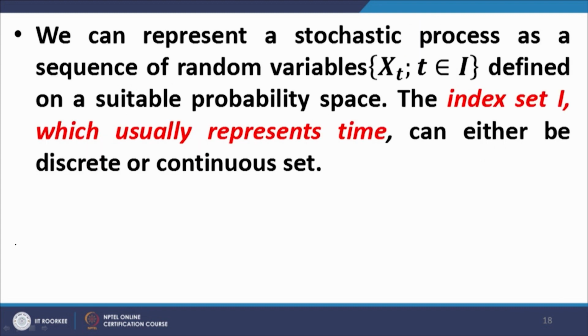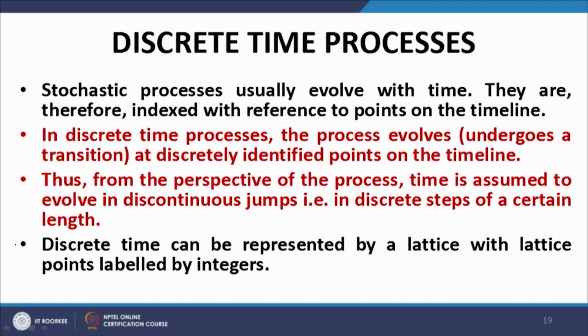We can represent a stochastic process as a sequence of random variables x t, t contained in I, defined on a suitable probability space. The index set I, which usually represents time, though not necessarily, can either be discrete or continuous. Therefore, we can have discrete time processes and continuous time processes.